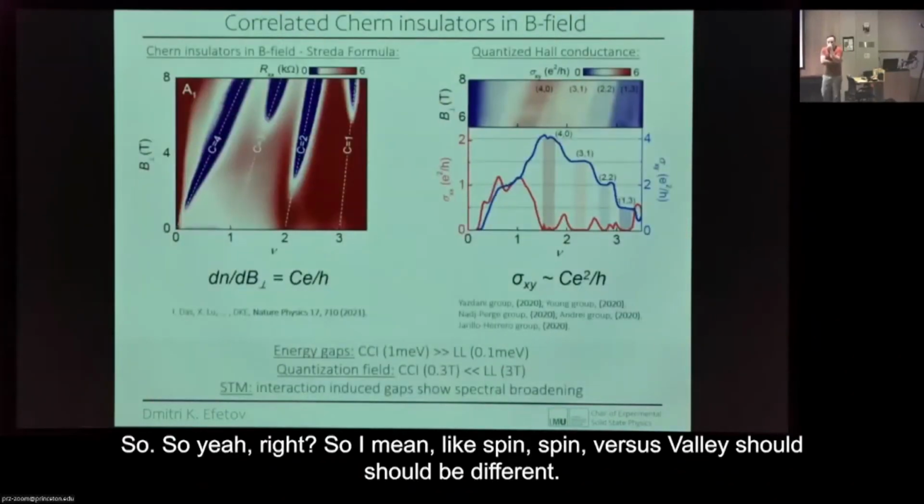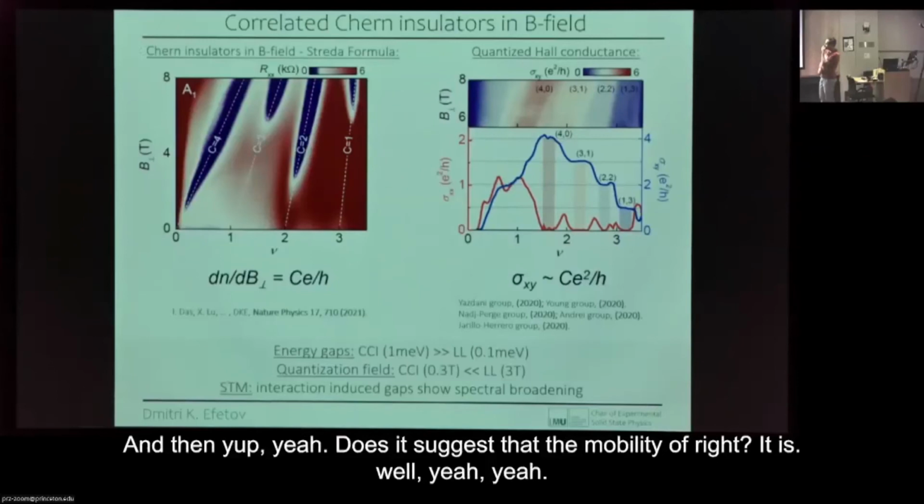For the Landau levels of the electron, it shows that the field scale here is around 3 Tesla. And does it suggest that the mobility of the electron, the free electron in the moiré system, is much lower than in a typical graphene system? Because, right, you know, it is lower.